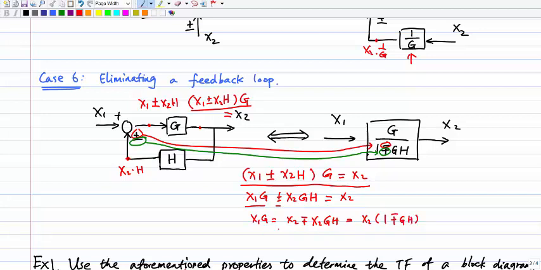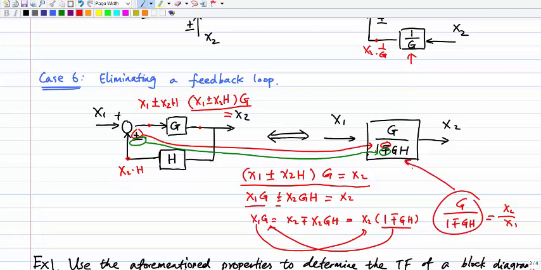Okay, so if I do over there, I have x2. I move x1 to the left hand side, move this whole thing to this hand side. So I have x2, x1 on my right hand side. My left hand side will be g divided by 1 minus plus gh. So this is what I have over here. Okay, so that's how to eliminate a feedback loop.